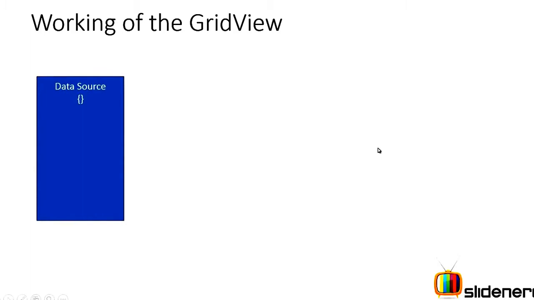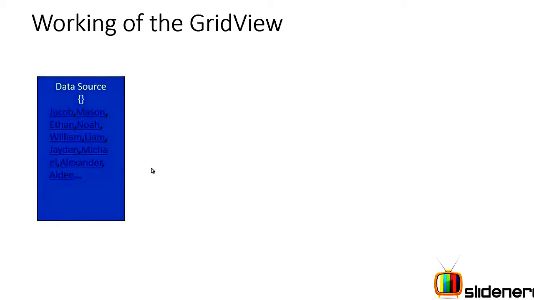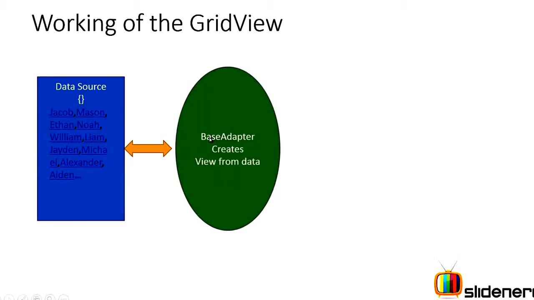So here on the left side, I have a data source. It contains some names like Jacob, Mason, Ethan, Noah, whatever. Now this data source can be anything. It can be an SQLite database. It can be some simple XML file. It can be your strings.xml file. That doesn't matter. What matters is you have this base adapter.